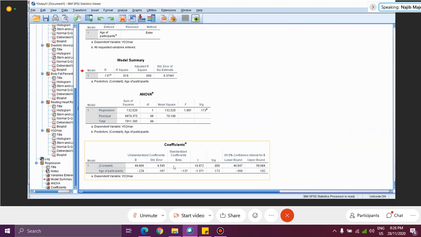Okay, so we can also examine the model fitness for age. The R square is 0.019. So what does it mean by 0.019? It means that age only explains 1.9% of the variation in VO2 max. So it means that age has very small influence towards VO2 max.